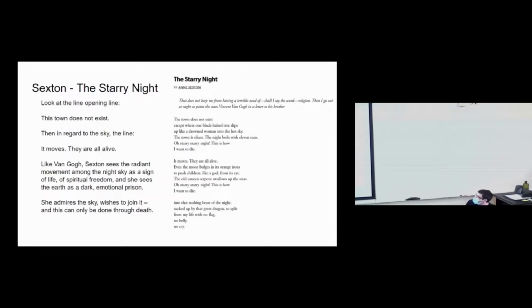So like Van Gogh, again, Sexton sees the radiant movement among the night sky as a sign of life, of spiritual freedom, and she sees the earth as a dark, emotional prison. She admires the sky and she wishes to join it. And of course, this can only be done through death. One can only join the sky through death. And in that final stanza, we have her death scene, her imagined death.